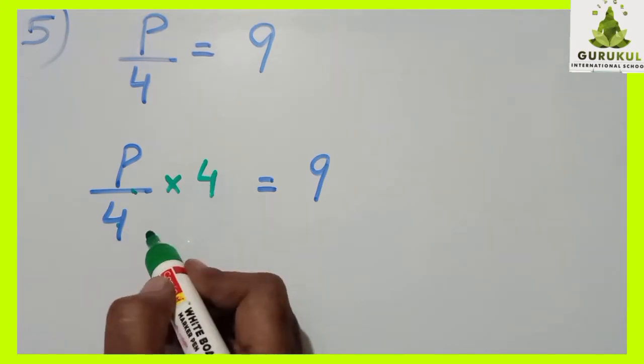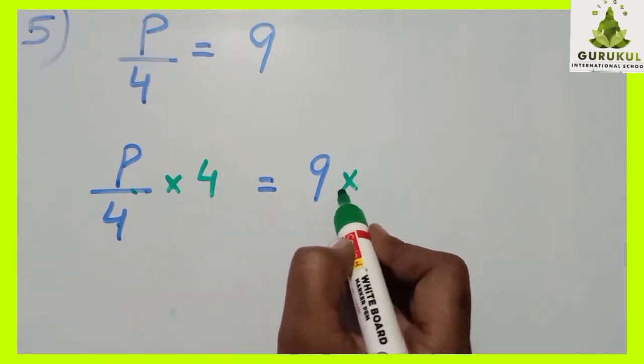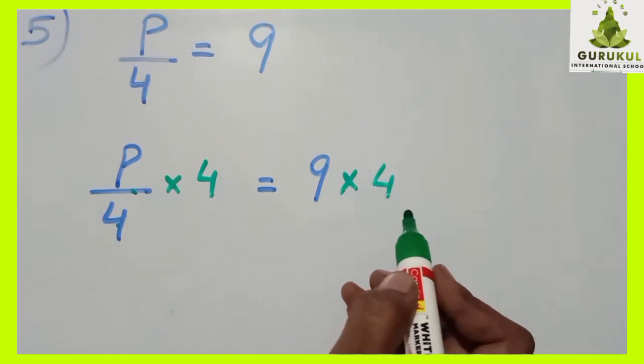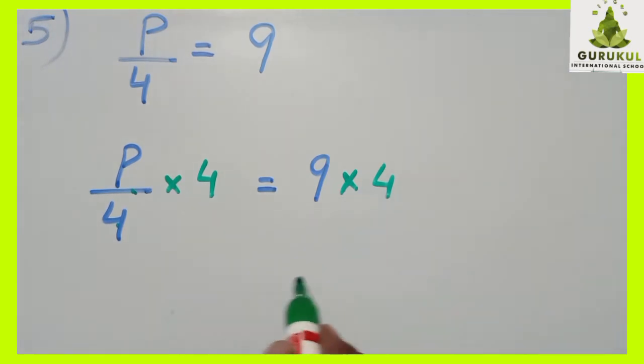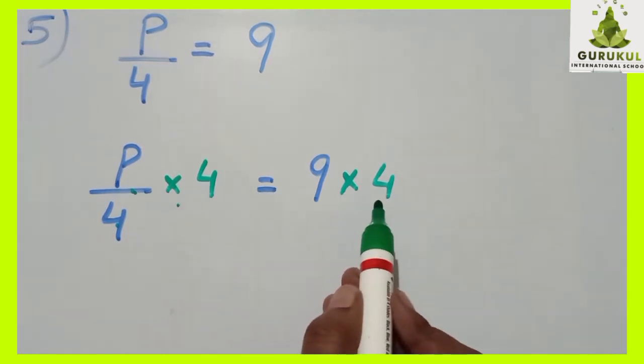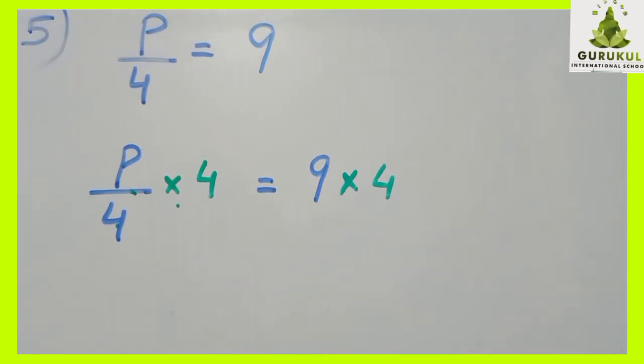So this will get cancelled. So here also I should do the same operation. What I did, that you have to write as a reason. What you are going to do, that you have to write down here. Is that clear? Multiplying both the sides by 4. I multiplied here by 4. That reason you have to give here.